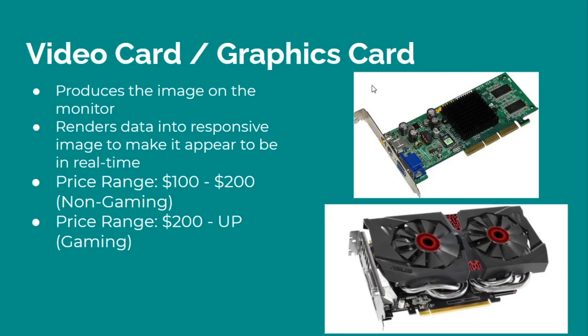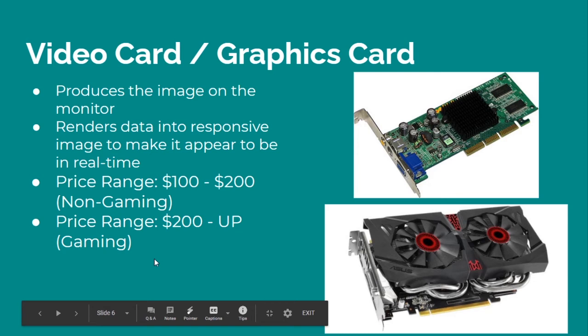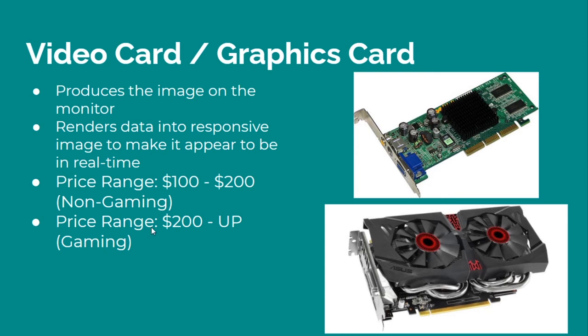Next, we have the video card, or graphics card. This is used to produce the image that you see on the monitor. Our laptops don't have this dedicated card. The graphics are processed in the CPU, which we'll talk about later. But if you have a dedicated card, obviously your computer is going to process graphics better. That's why for gaming, you typically want a nice graphics card to process all those graphics, and your CPU can focus on running the game.